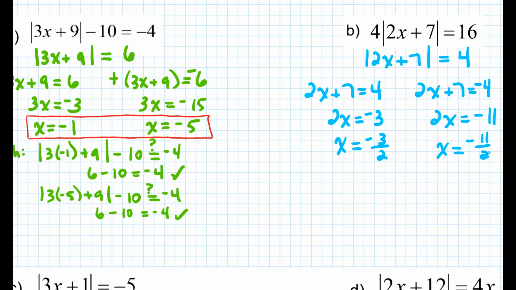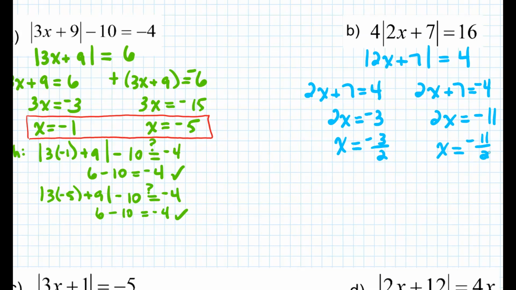Yes, Elle? So if you know that you have to make 2 equations, is it okay that you put the negative and then like when I did it, I did like for absolute value of 2x plus 7 equals 16, and then negative 4 absolute value of 2x plus 7 equals 16. Will that always work? No, I always isolate the absolute value first. Okay. Yeah, always isolate. Okay.